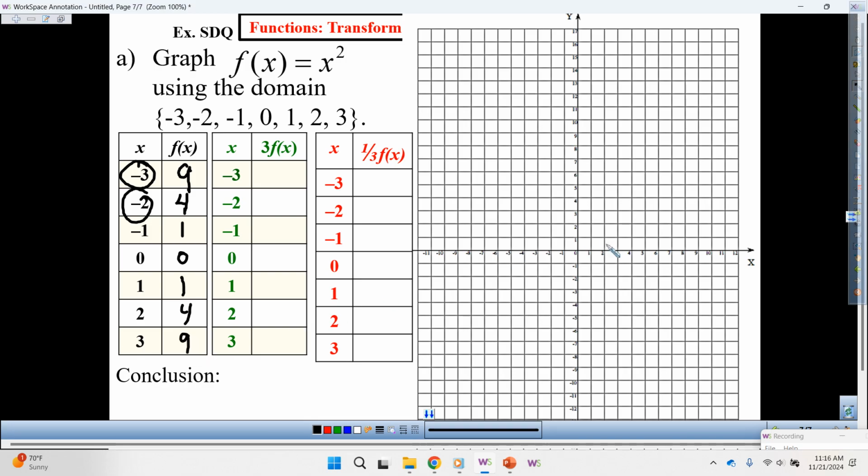Let's plot those. -3, 9. -2, 4. -1, 1. 0, 0. 1, 1. 2, 4. And 3, 9. Graph it, label it, f of x.